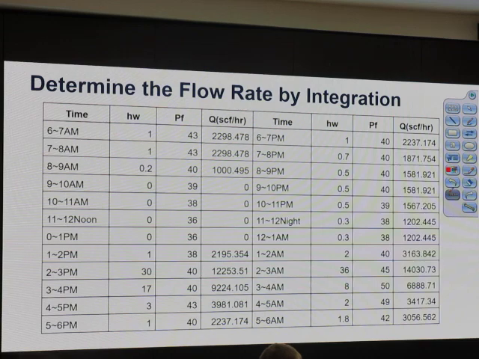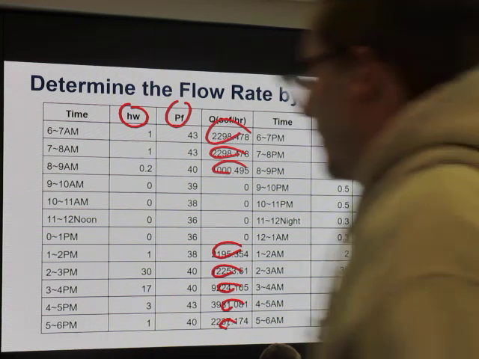Look at this. Once we have the chart, what do we do? Manually, we can integrate it. Integrate means we know HW and P sub F, and we put them in that equation and get the flow rate at every hour, and add them together to know how much it is. But right now it's all digitized.